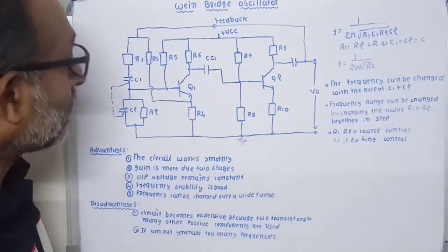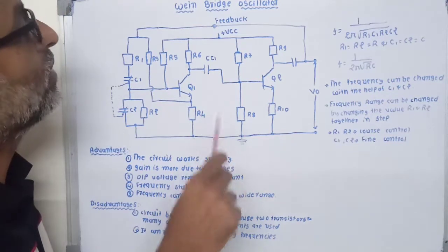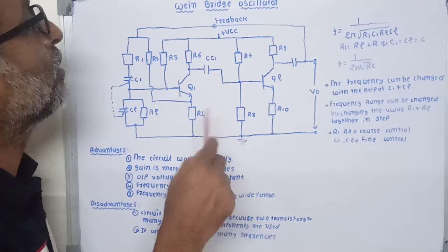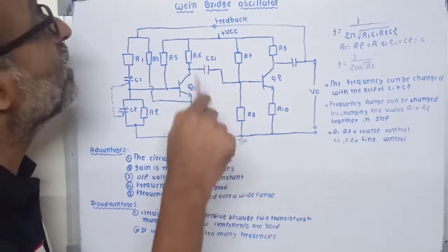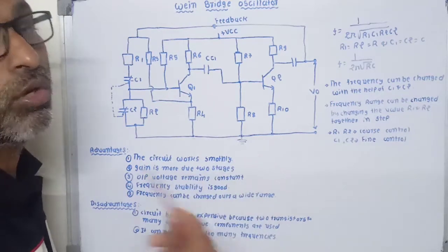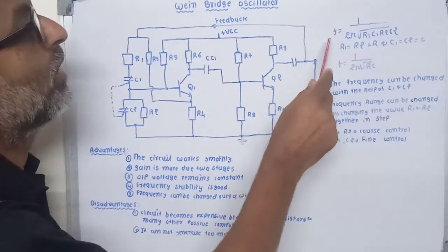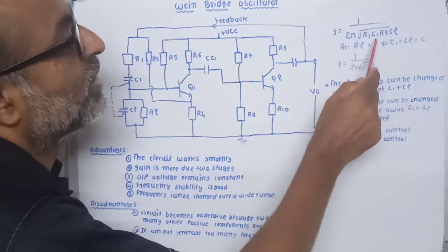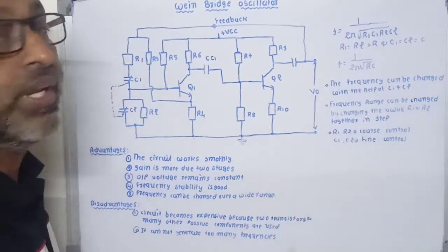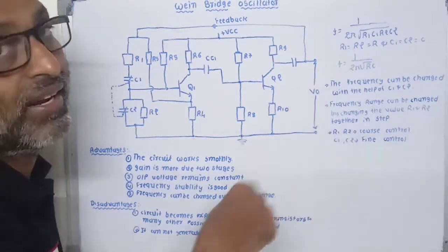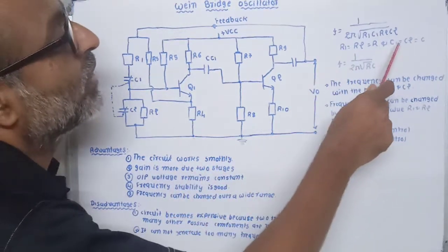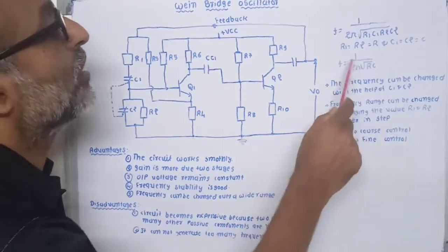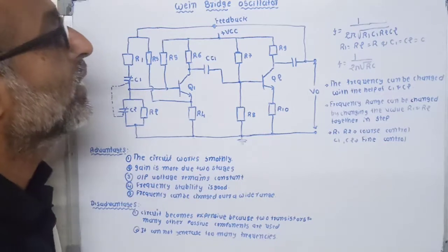So here the oscillation frequency depends on the components used in this oscillator. Now the oscillation frequency can be written as f is equal to 1 upon 2 pi root R1 C1 R2 C2. So if R1 is equal to R2, we can write R, and similarly C1 is equal to C2, we can write C. So now our equation becomes f is equal to 1 upon 2 pi RC.